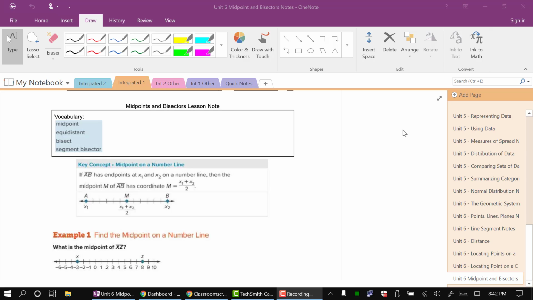Today we're going to be looking at midpoint and bisector. So go ahead and take a look at the vocabulary sheet. We have 4 vocabulary words for today. We're going to start off with a key concept, midpoint on a number line.